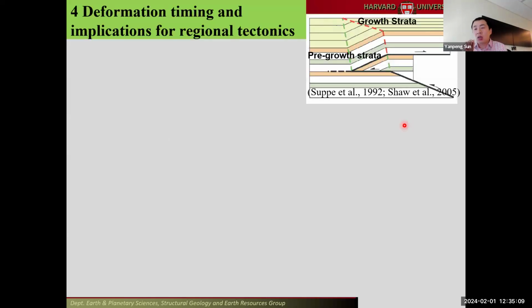So here we really utilize the growth strata that I already touched upon a bit earlier. Again, this is a structural wedge model, where you see that the pre-growth strata is more isopachous. Within the growth strata, you can identify some unique structures, for example, this growth triangle zone, or some of the changes across the axial surface that eventually connects to where there's a change of the fault tip here.